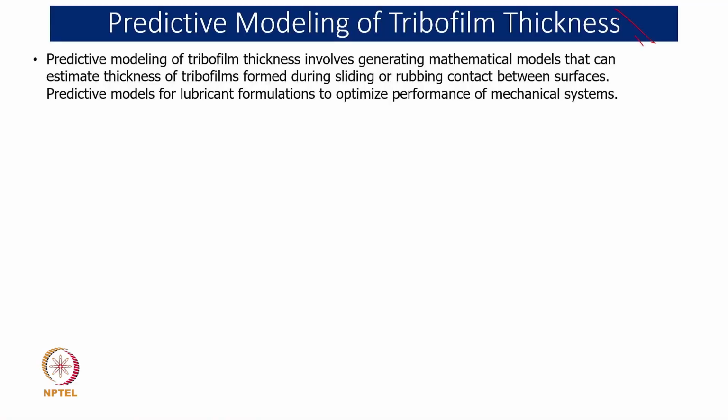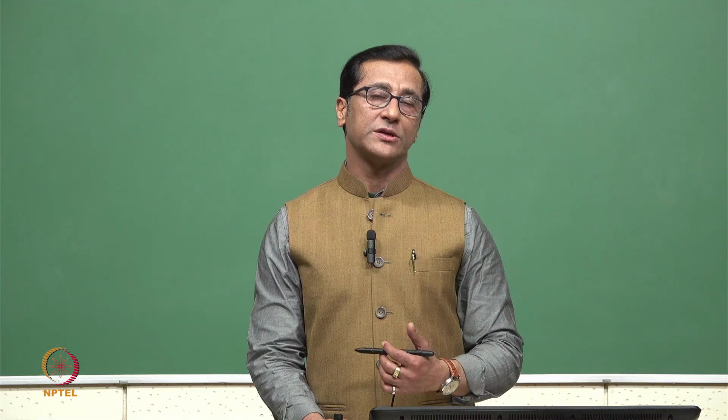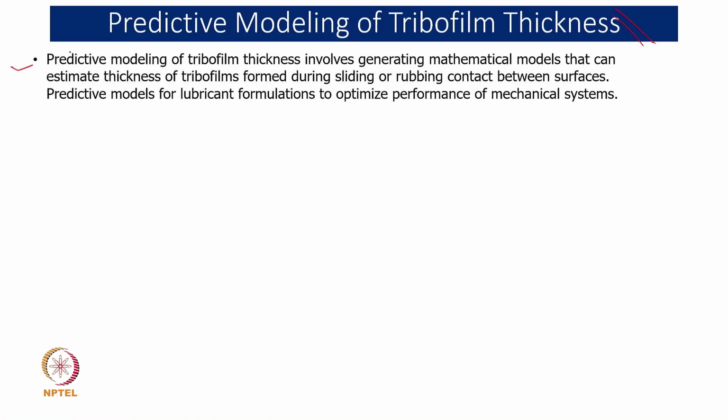And when we are talking about the predictive model using ANN, we have already covered a couple of case studies using ANN. I'm trying to repeat again. We say predictive modeling of tribofilm thickness involves generating mathematical models, because we can export that model for our purpose. And in one of the lectures I also showed how to do that, and then to estimate the thickness of the tribofilm formed during the sliding or rubbing contact.